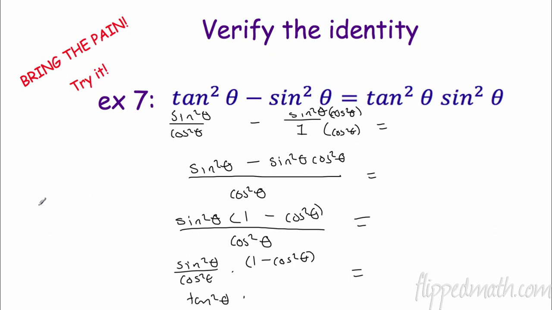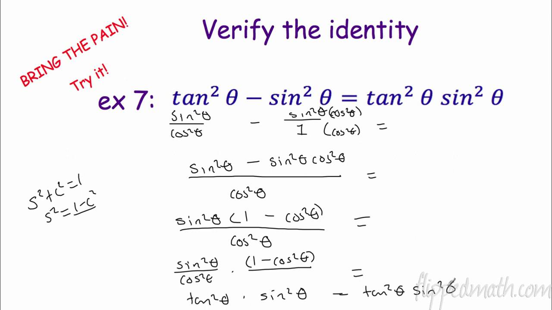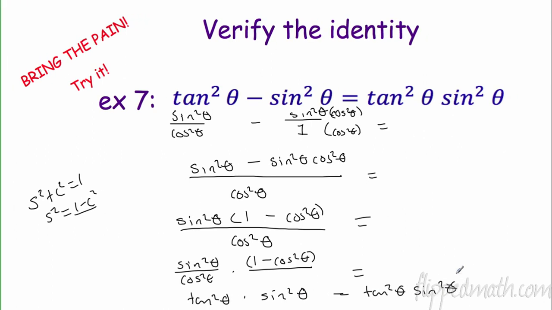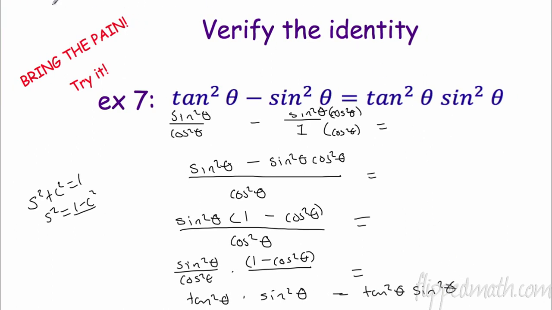Ooh, that's great. And what do I recall? Sine squared plus cosine squared equals 1. Sine squared equals 1 minus cosine squared. So 1 minus cosine squared right here, that's the same thing as sine squared. And boom, that is exactly what we wanted. Yay, us. All right, verified.